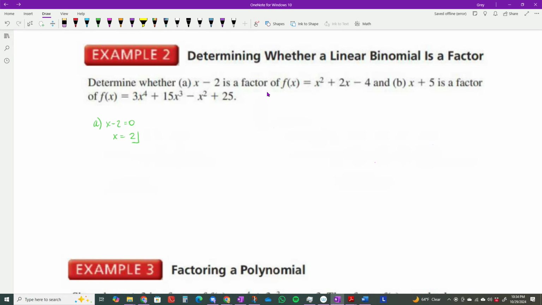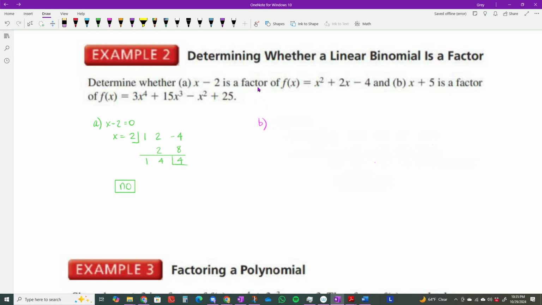My coefficients are 1 for x squared, 2x, negative 4. All right, then I set it up, bring down my 1, multiply, I get 2, add, I get 4. Multiply, I get 8, add, I get 4. All right, that number in the box is not 0, so that says that x minus 2 is not a factor of the polynomial.